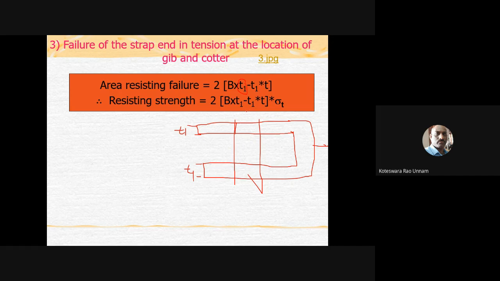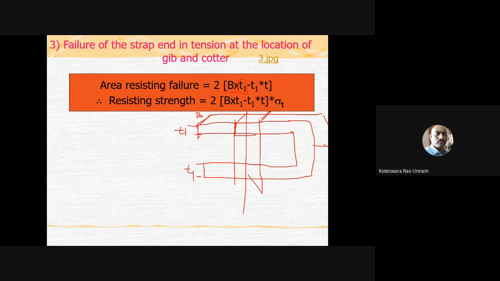For that, across the slot you need to find out the resisting strength of this strap. If I take this area, that is the width of the strap. If I draw the three-dimensional view, it is going to look something like this. Here this dimension is going to be B. If we extend this, it is going to have a hole here also. So now the area should be B into T1. B into T1 is going to be the total area.